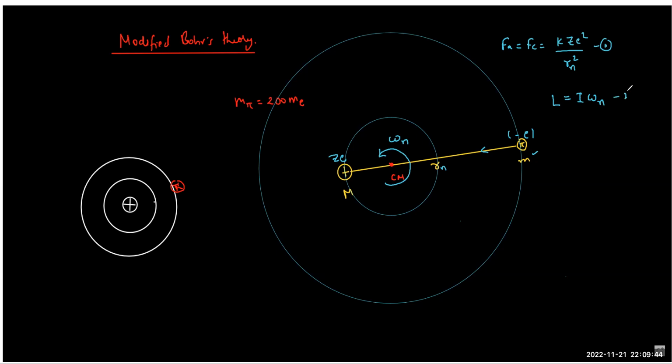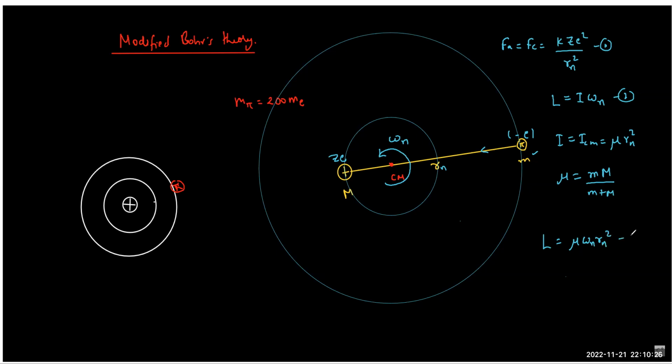Now the question is how to write I. What is the moment of inertia of the system? So I will be replaced by I center of mass, because both are moving. So mu Rn squared, where mu is the reduced mass, and that equals the product of the masses upon the summation of the masses. Correct. So this is the new moment of inertia, and now you can get the complete L value. So L we can write as mu omega n Rn squared.